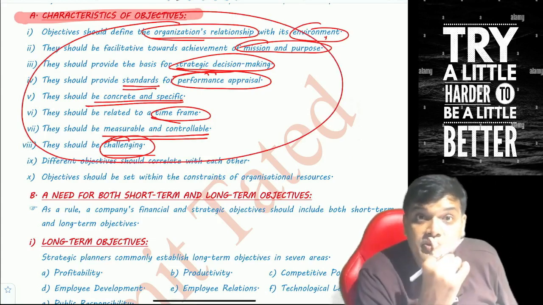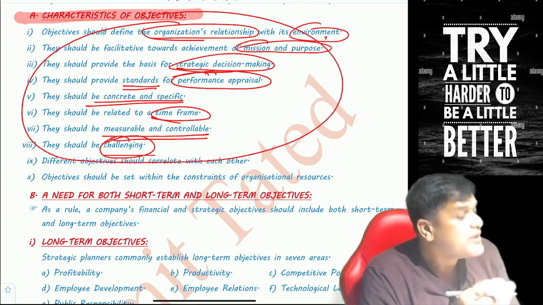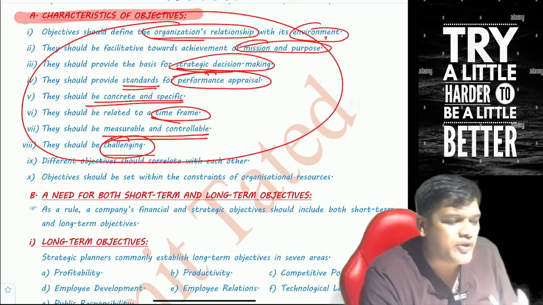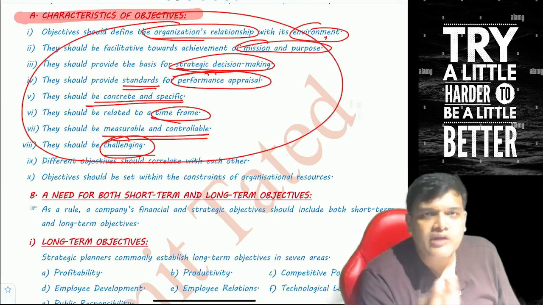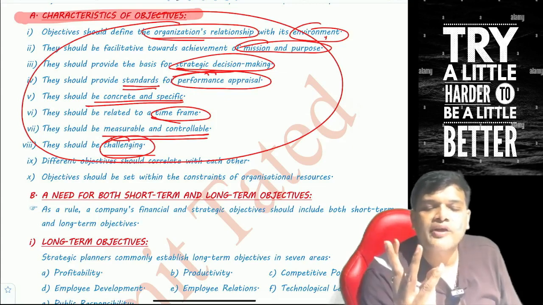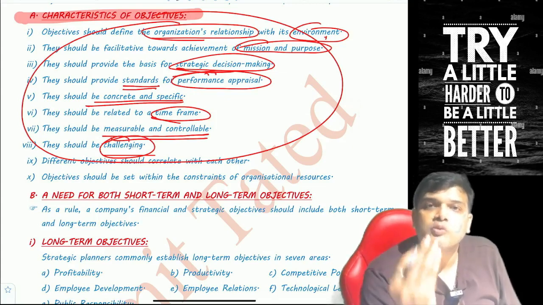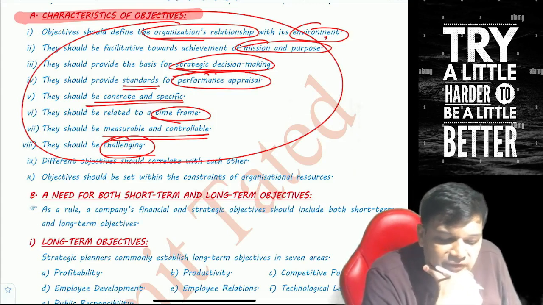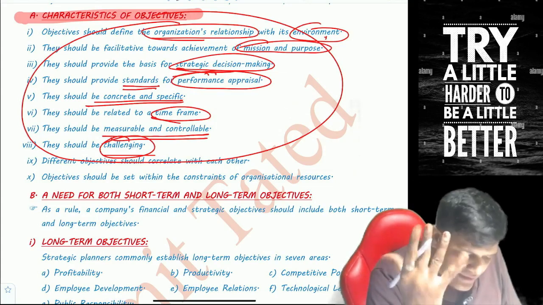Are you getting the point? Which characteristic is missing? Challenging, because it is not challenging. To manufacture, you have already manufactured 50,000, so to manufacture 48,000 is not challenging. Time frame not given, quantity not given, challenging is not there. So challenging is missing. Everybody clear? So remember, challenging.